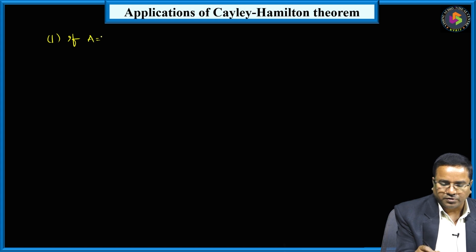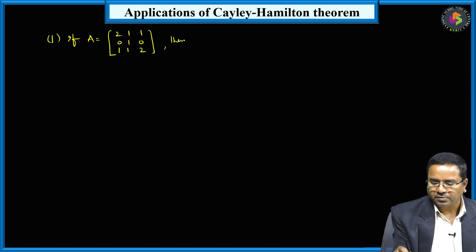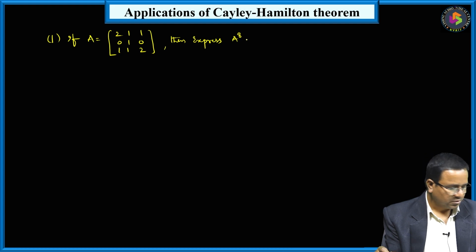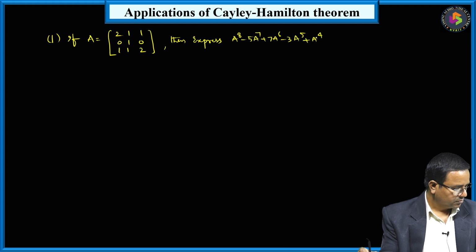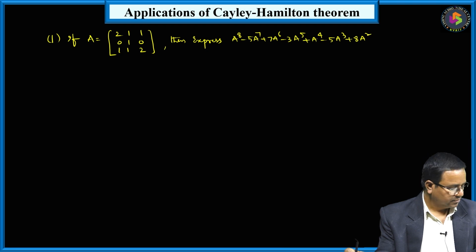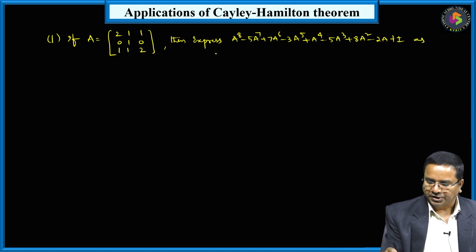If A is equal to 2, 1, 1, 0, 1, 0, 1, 1, 2, then express A to the power of 8 minus 5A to the power of 7 plus 7A to the power of 6 minus 3A power 5 plus A power 4 minus 5A cube plus 8A square minus 2A plus I as a second degree quadratic polynomial.